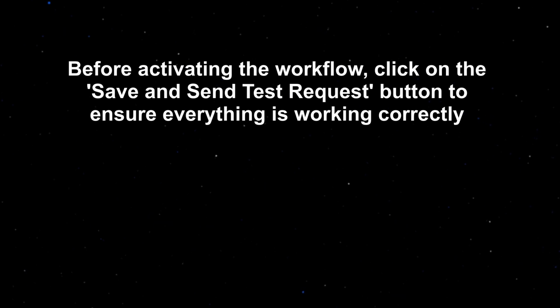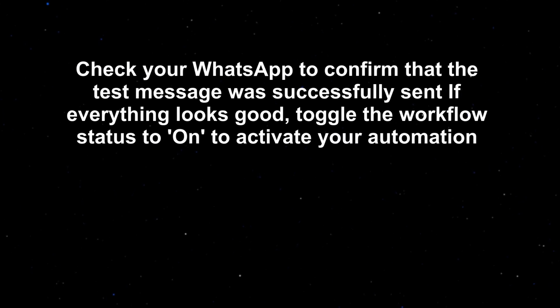Before activating the workflow, click on the Save and Send Test Request button to ensure everything is working correctly. Check your WhatsApp to confirm that the test message was successfully sent. If everything looks good, toggle the workflow status to on to activate your automation.